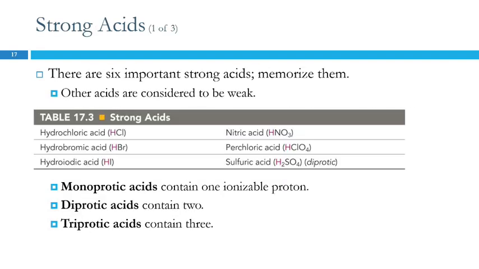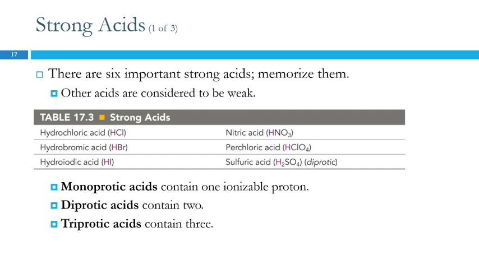Okay, so how do we tell the difference? You memorize the strong acids. There's only six important ones. Hydrochloric, hydrobromic, hydroiodic. Chlorine, bromine, iodine on top of each other in the periodic table. Nitric acid, perchloric acid, sulfuric acid. Those are the 6 strong ones. Any other acid is weak.